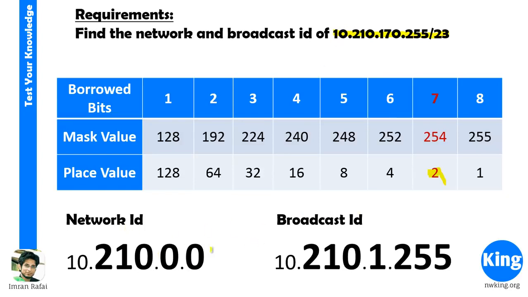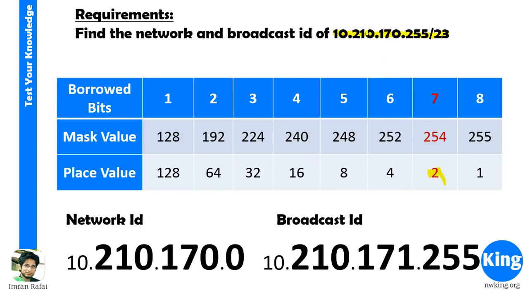Now if you look at the question, we are interested in this 10.210 network. So again we follow the same thing, 10.210.0.0 plus 2, then you keep adding: 10.4.0, 10.6.0, 10.8.0. It goes on and on until we reach 10.210.170.0, because that's what we are interested in. 10.210.170.0 to 10.210.171.255. This is the network. This range comes in between these two values.